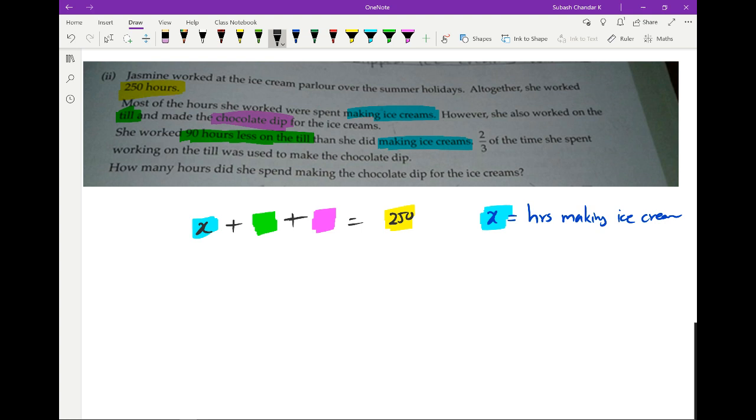Now the green part, this is on the till. On the till, she's working 90 hours less than she did making ice cream. So whatever X was making ice cream, she worked 90 hours less than that. So this is the green part right here, and the green part is going to be X minus 90.